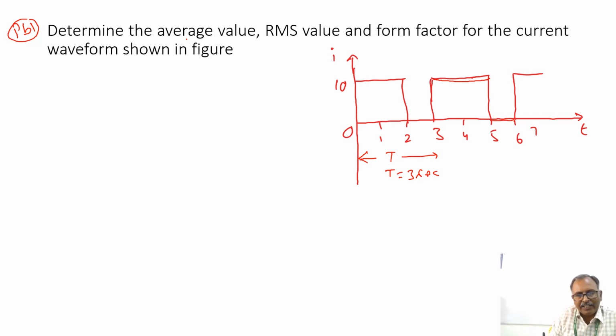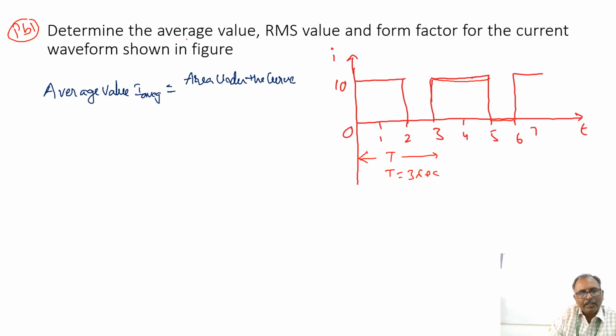The average value is given by area under the curve divided by base length. So here from 0 to 3 we are having one cycle. I am considering the entire cycle as it is an asymmetrical waveform. So the base length is 3 seconds.